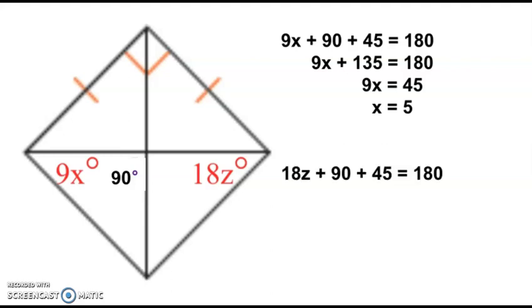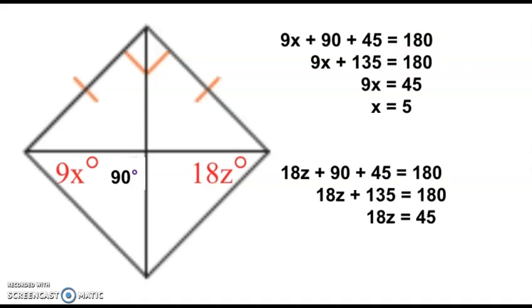Now to find z, you do the same thing. If this is 90, this is 90. So you do 18z plus 90 plus 45 equals 180. So combine the like terms, you get the 135. Subtract 135 from both sides, you get 18z equals 45. Divide both sides by 18, and z equals 2.5.